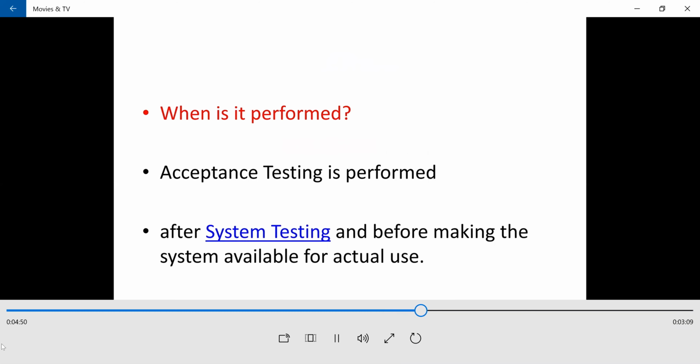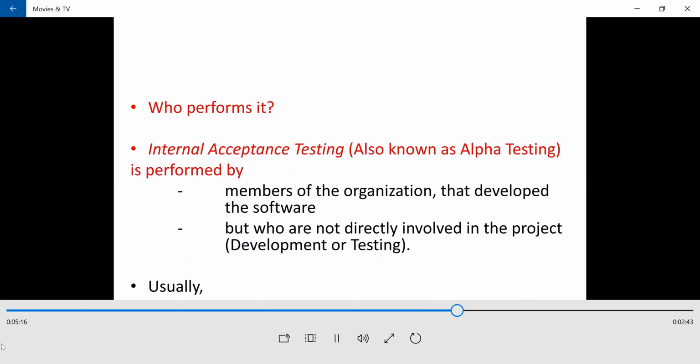Acceptance testing is performed after system testing and before making the system available for actual use. So it is carried out in between system testing and the launch of the system.